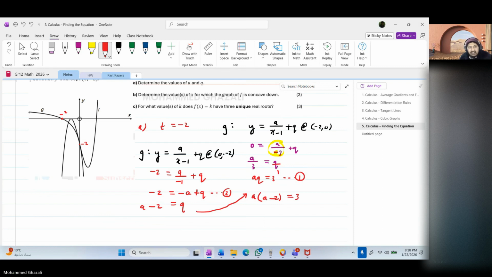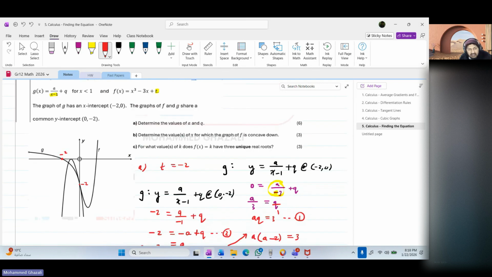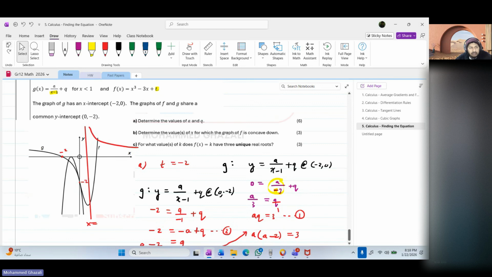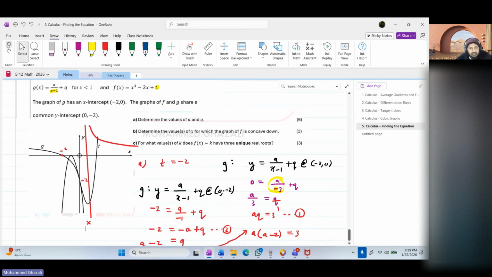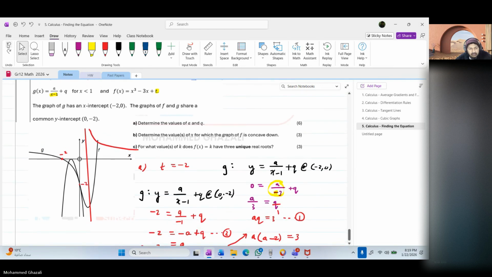And remember, the value of a has to be positive because this graph is in quadrant. You had a graph there. There's a vertical asymptote which is at x is equal to 1, right? So the graph was in the first and third quadrant. So remember, the value of a has to be positive. So you're going to take the positive answer for a.